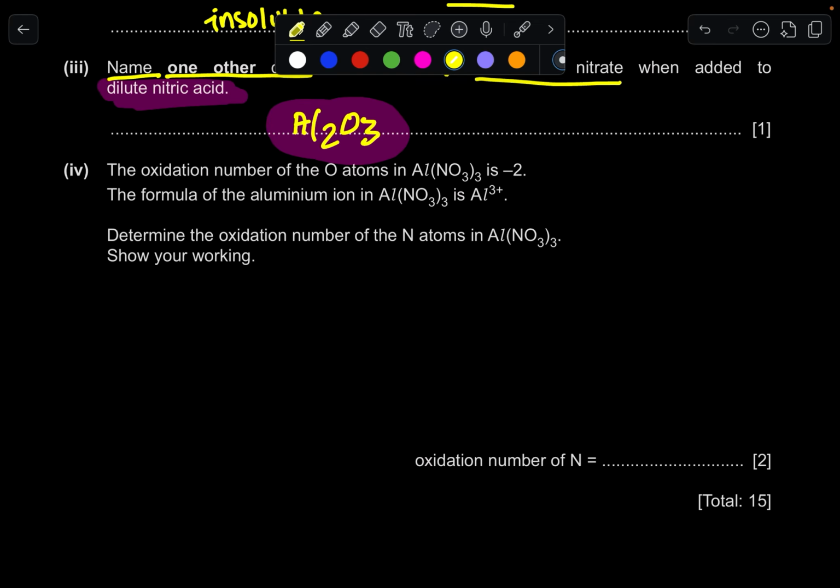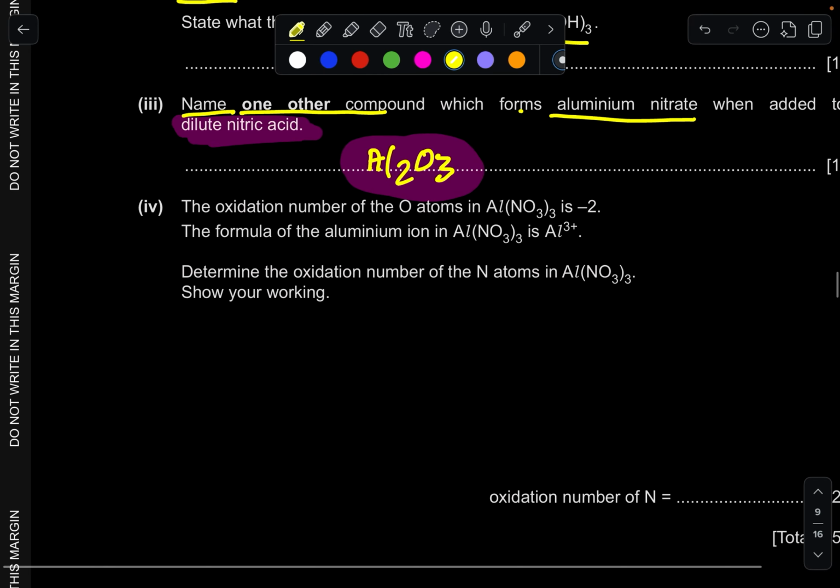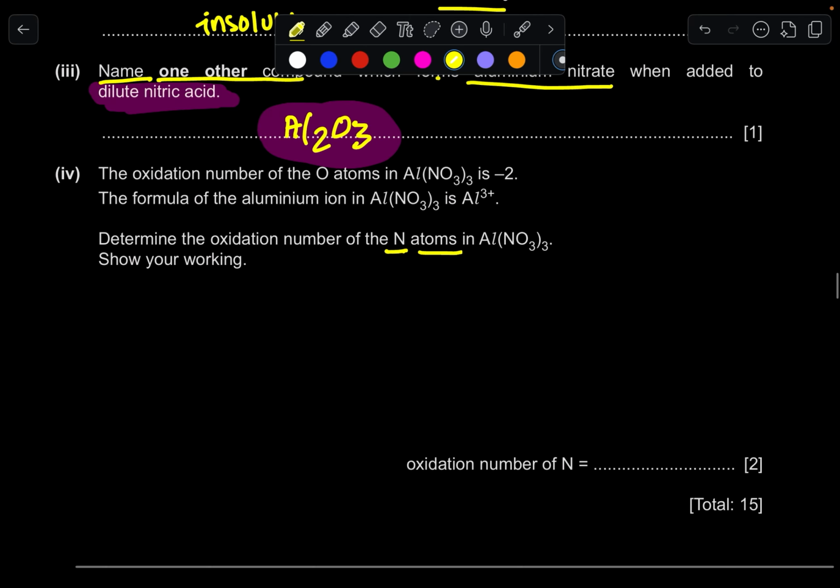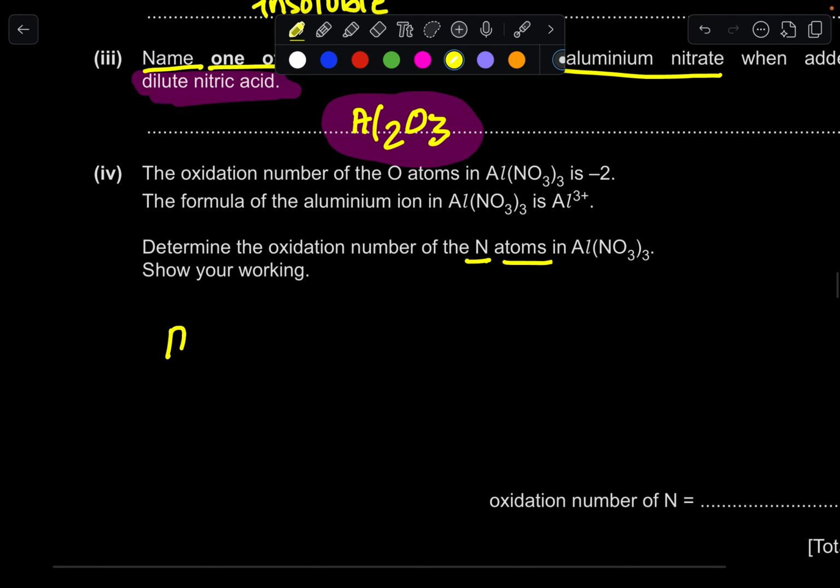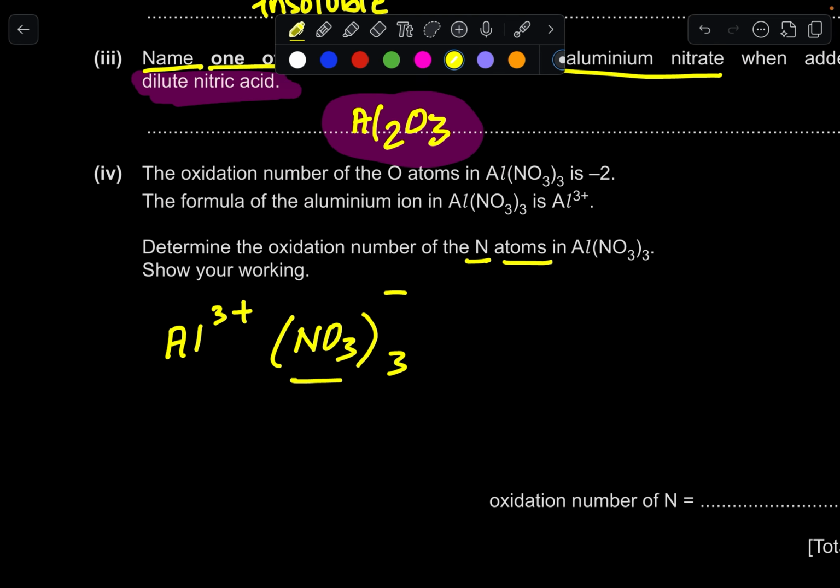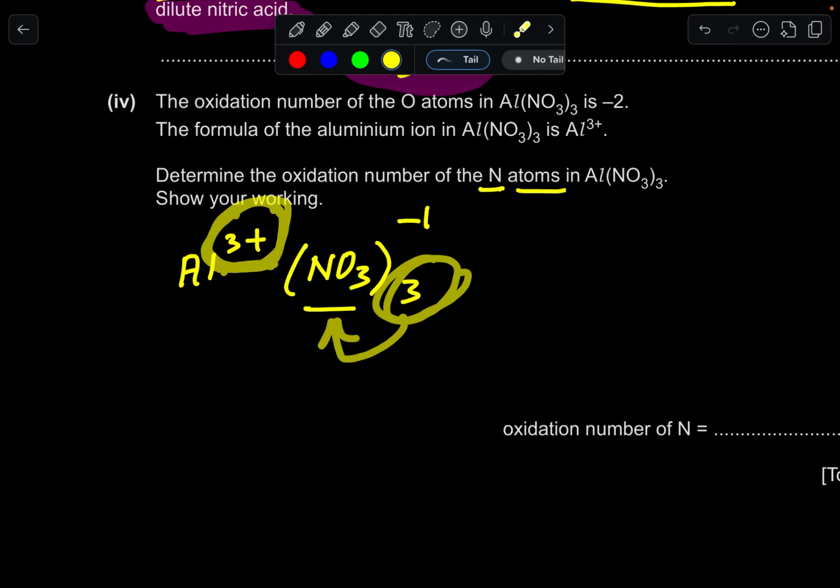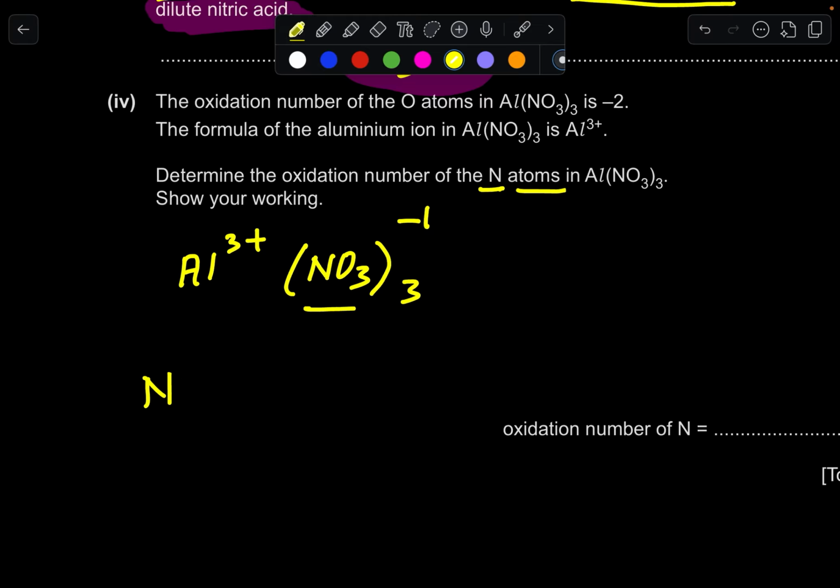The formula for the aluminum ion is this. Determine the oxidation number of N atoms in this thing. Show your working, okay? So we're going to write Al is 3+. That means NO3 3 times. This entire thing has a -1, right? Because if 3 of them are required to balance 3+, then each one should have a -1, because -1, -1, -1 makes a -3, and -3 is required to balance a +3. So NO3 has a -1 charge in total, right?